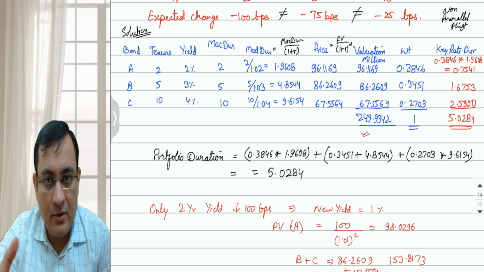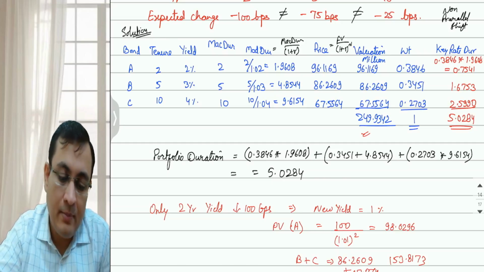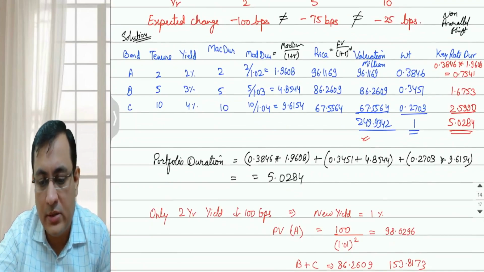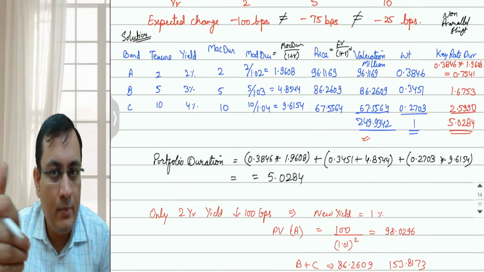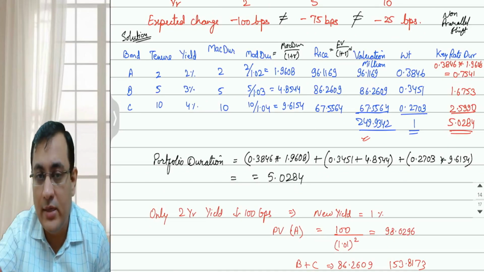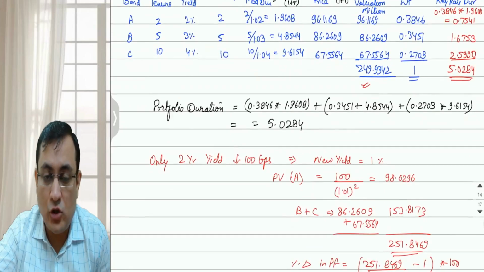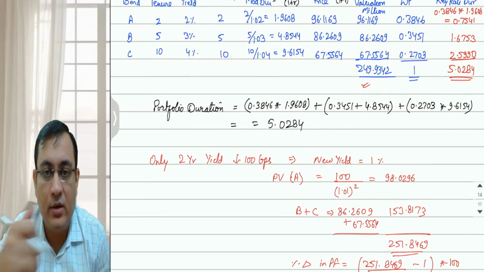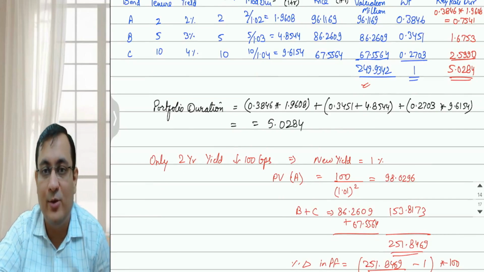Change the yield at the 5-year tenure by 0.75% and recalculate, and it will be almost equal to 1.6753, a bit higher because the convexity value is not added in this. Convexity is always added, so the actual change will be a bit higher than what is given by the key rate duration.